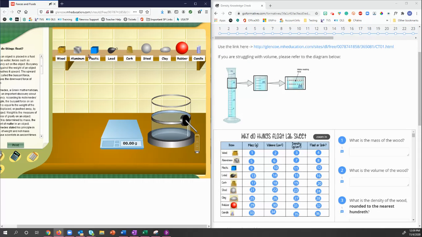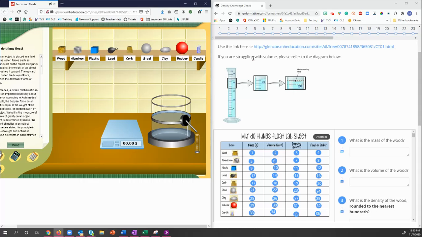In order to access this simulation, you would simply click on this link that's in the GoFormative. I also included a diagram here for when you're trying to find the volume. If you are struggling to get the correct number, know that if your volume is not correct, your density will not be correct either. So those of you that are getting a lot of them wrong, please know that it could be your mass, it could be your density.